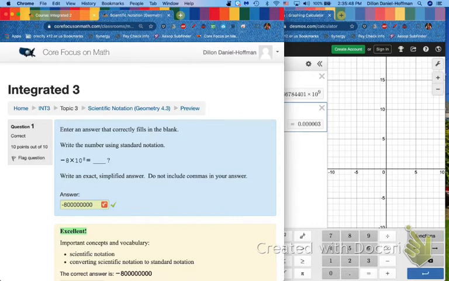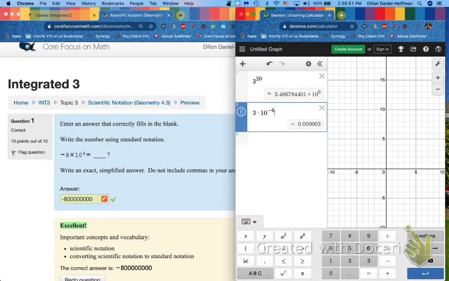Okay. Also, I'll show you if you were to type this out in your decimals calculator.